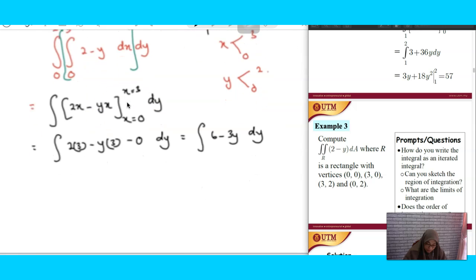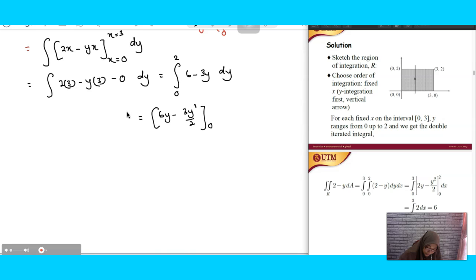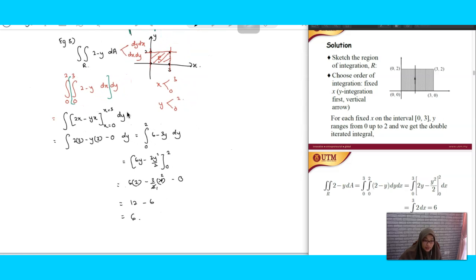Now you can see there is no more x, just in terms of y. So the limit of y is from 0 to 2. Then integrate with respect to y: 6y minus 3y squared over 2. So 6 times 2 minus 3 over 2 times 4, minus 0. So 12 minus 6, and you will get 6. Okay, so that is the step if you use dx dy.